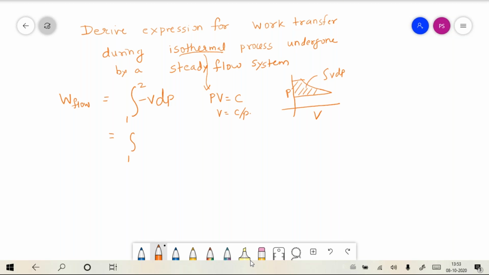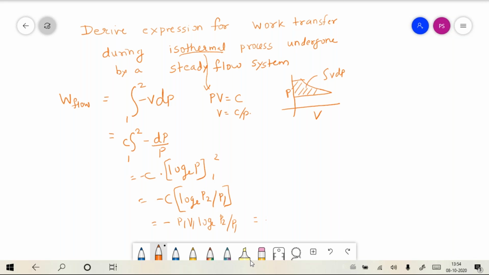And if you don't like negative sign, then I can remove the negative sign and write this as plus mRT1 log to the base e. Instead of P2 by P1 now, it becomes P1 by P2 because I removed the negative sign. Or in terms of P1 V1, again, if it is positive, P1 V1 log to the base e P1 by P2, not P2 by P1. So these are the many expressions for work transfer for an isothermal process undergone by a steady flow system.